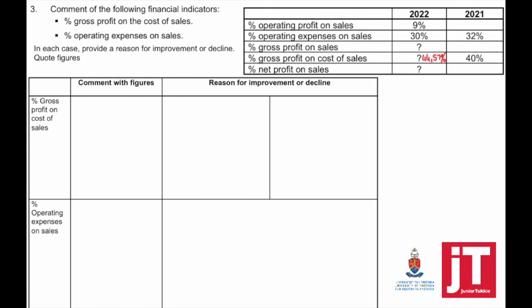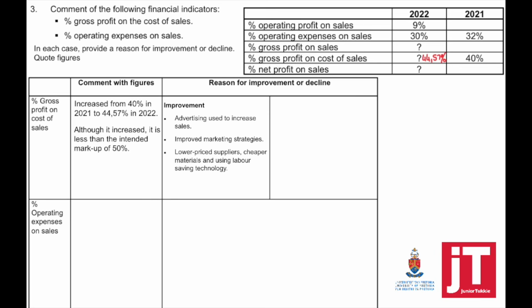Commenting now on the percentage gross profit on cost of sales. Now first we're going to compare it with last year's figures. If I compare 2021 with 2022, I can see that there's an improvement. But if we compare this to our aimed markup, although it increased, it is less than our aimed markup percentage of 50%.